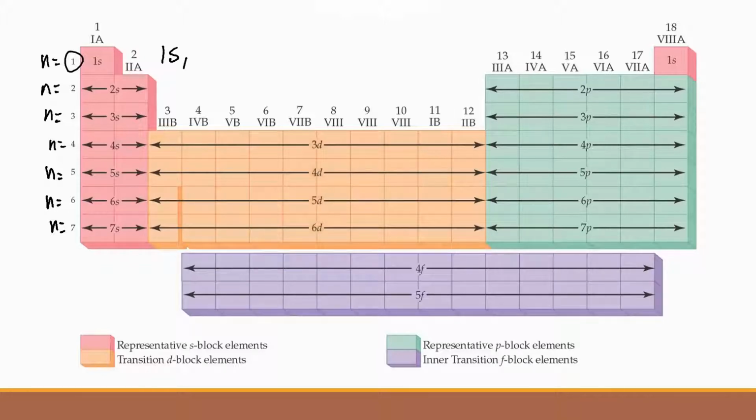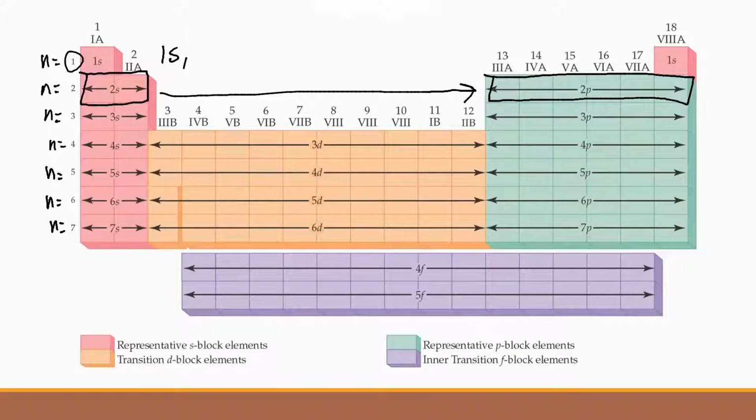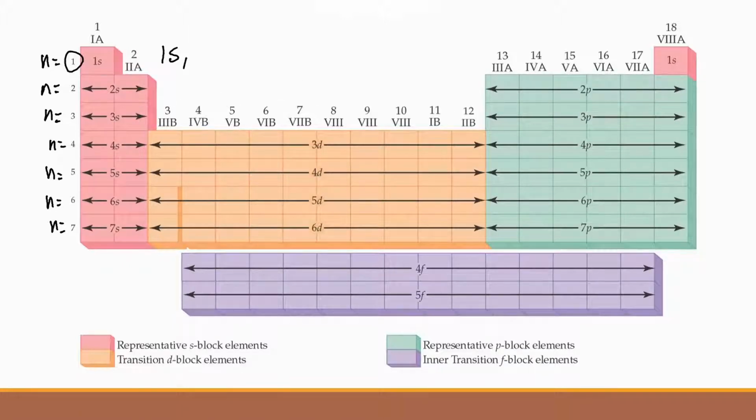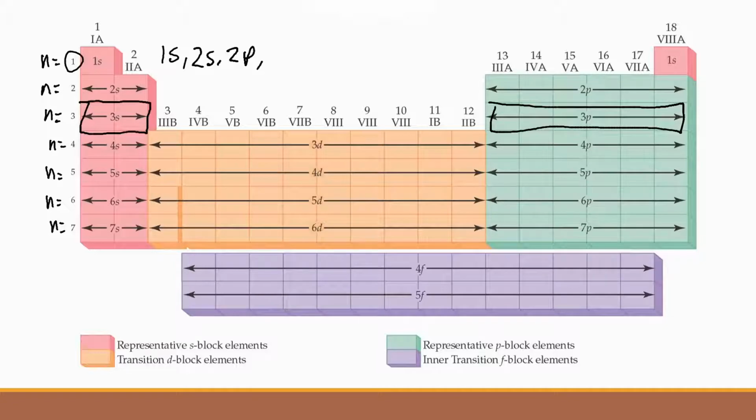After that, you've completed the first row, so you move on to the second row. The second row is comprised of the 2s orbital and the 2p orbital. Going from left to right, you fill up 2s and then 2p. So the next set of orbitals that are filled up are 2s and 2p. Once you reach 2p, you are done with the second energy level, so you can move on to the third row. The third row is comprised of 3s and 3p. So the order that you'll fill those up in is 3s followed by 3p.